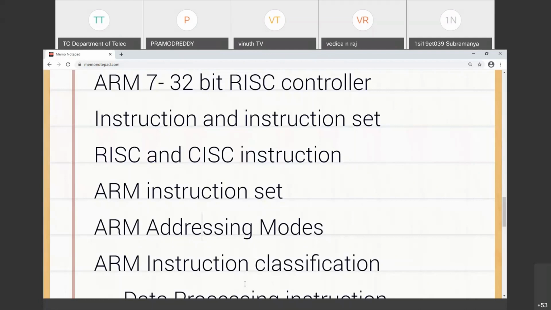One is the 32-bit instruction set, another is the 16-bit instruction set, which is an additional instruction set to make the programming easier or to achieve some other tasks. Then Thumb instructions play a role.